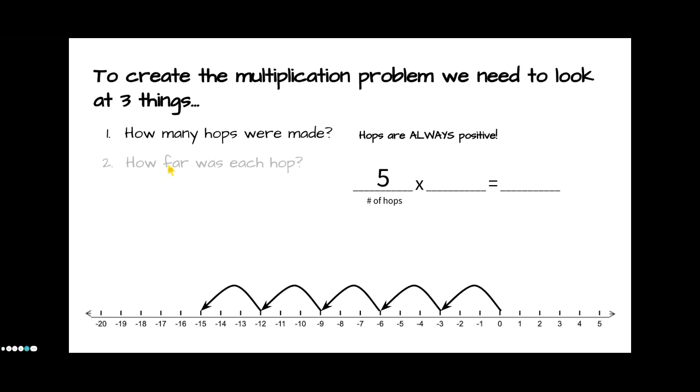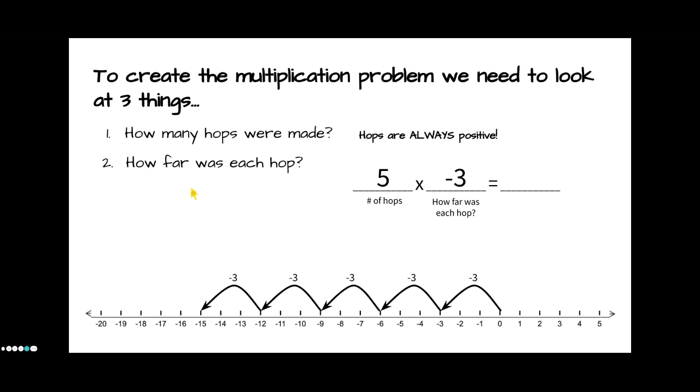The second thing we're going to look at is how far was each hop, and we're going to put that number right here in the second blank. Technically, all I have to do to get this number is start at 0 and see where I jumped to. So I went from 0 to -3. My hops were each -3. You can see that I put that here. Each one, -3 to -6, -6 to -9, each and every one of them is -3. So now that we know that number is -3, we put it here.